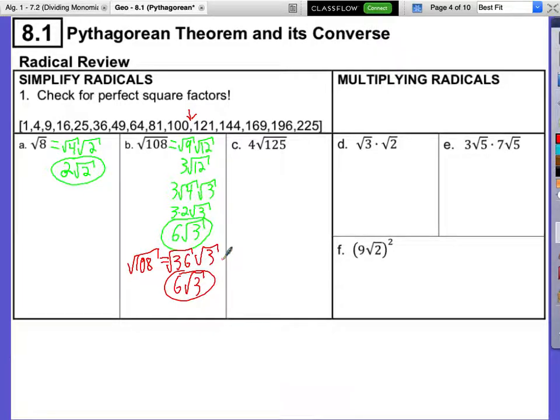Is there a perfect square that goes into the square root of 125 evenly? Yes, 25, and 5 goes into it as a factor. So 4 times the square root of 25, don't forget this 4, times the square root of 5. What is the square root of 25 equal to? 5. 4 times 5 times the square root of 5, which is 20 times the square root of 5. Questions on this one?